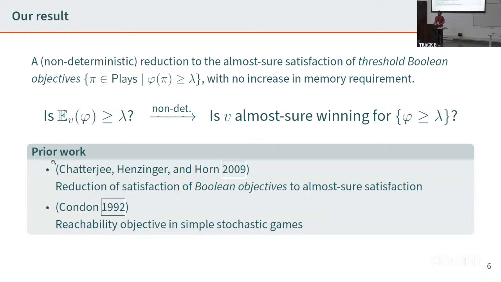Our work builds on prior work by Tom and Florian Horn, and also Anne Condon. In this paper, they looked at how you can solve satisfaction of Boolean objectives. Boolean objectives are where the range is 0 or 1. And they reduced it to an instance of almost sure satisfaction. We generalize it to quantitative objectives. And concepts from this paper were also useful in our proof.